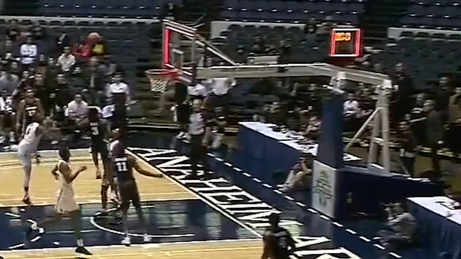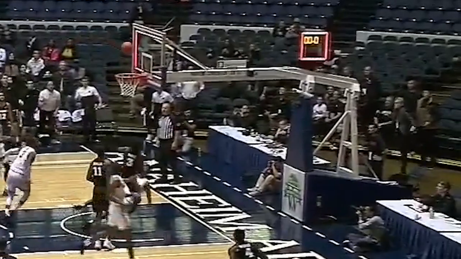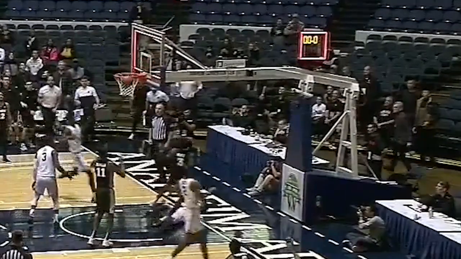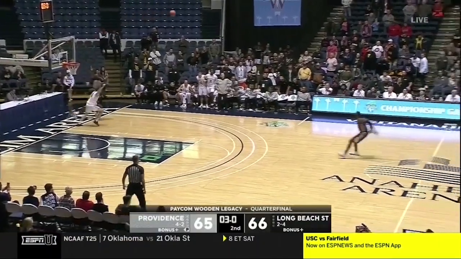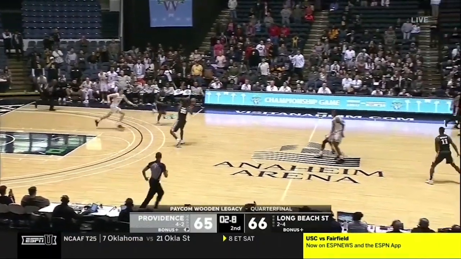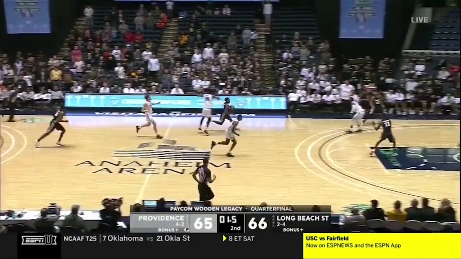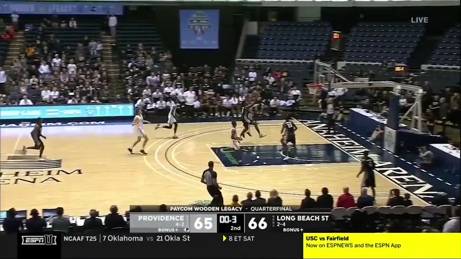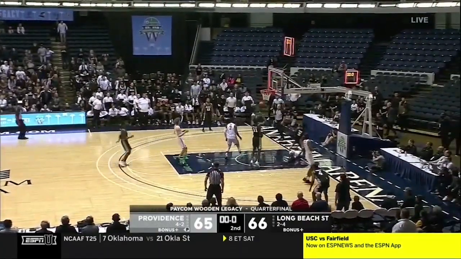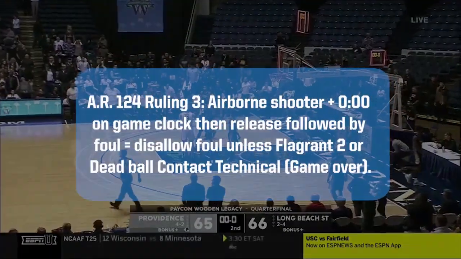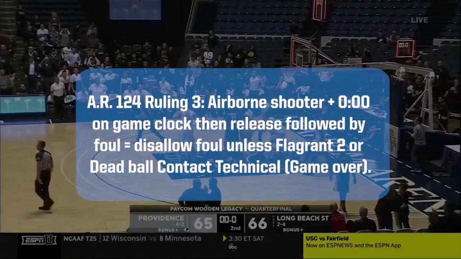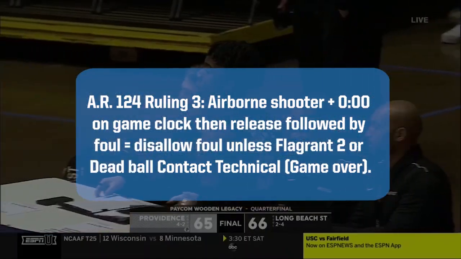Number 1 white, an illegal grounded secondary defender in the restricted area, sets up to take a charge. Since the game clock went to 0-0-0 with the ball in number 3's hand, all subsequent contact is ignored unless it is a flagrant 2 or a dead ball contact technical. Reference AR 124, ruling number 3.